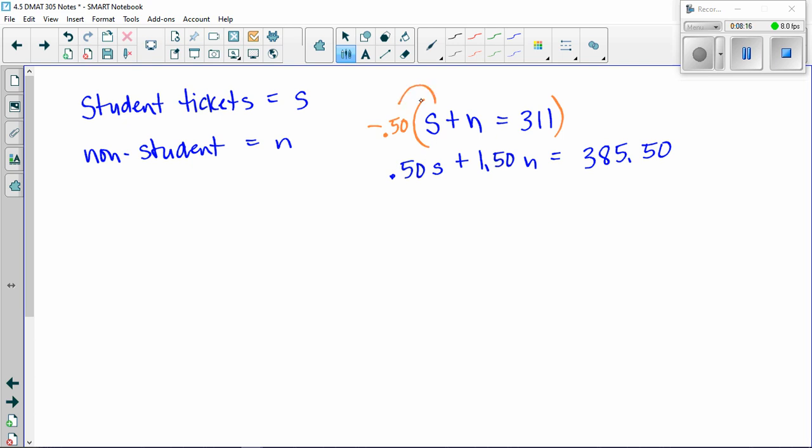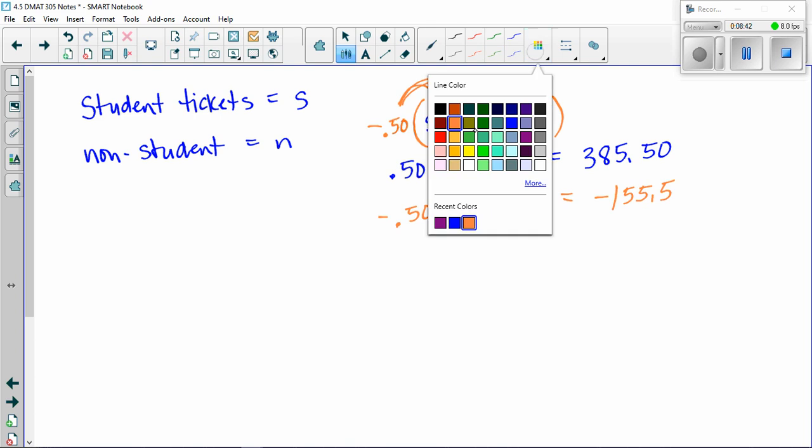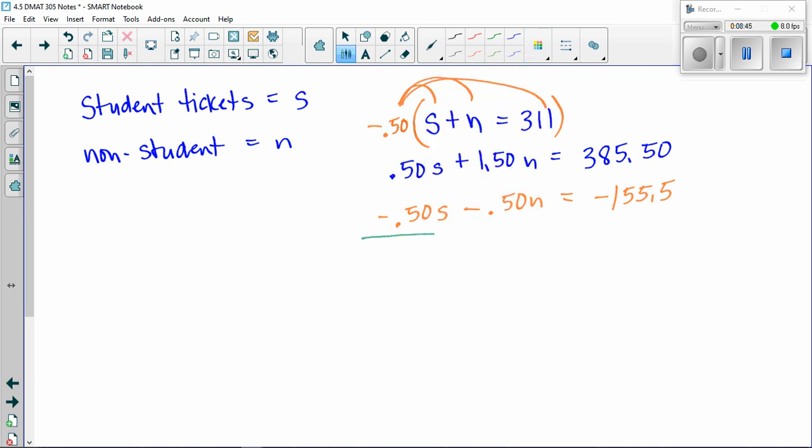So if I multiply this by this, I get negative 0.50s, and then I multiply this times this, and I get negative 0.50n, and then I multiply it by 311. So negative 0.50 times 311 is negative 155.50. So now I can add those two equations together because this one became this one. So I'm just going to put a little line through this because I don't need it.